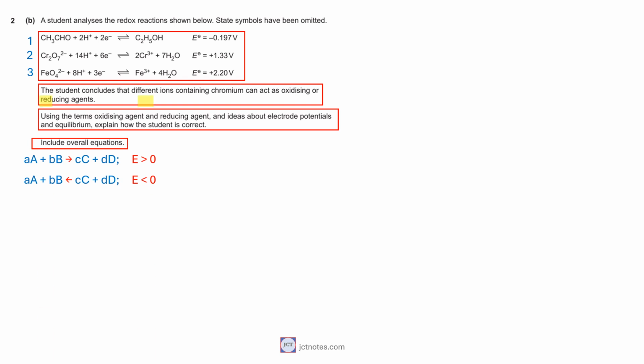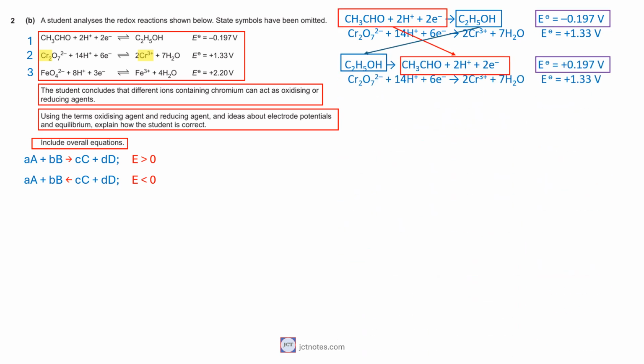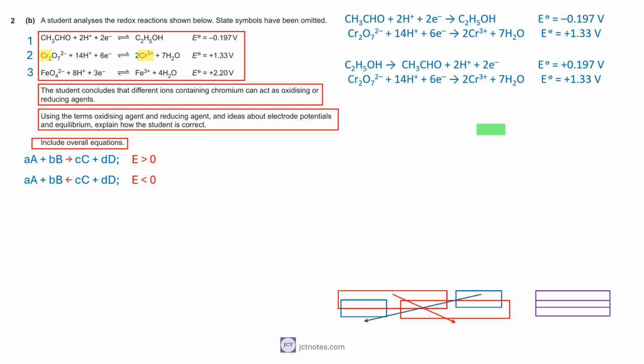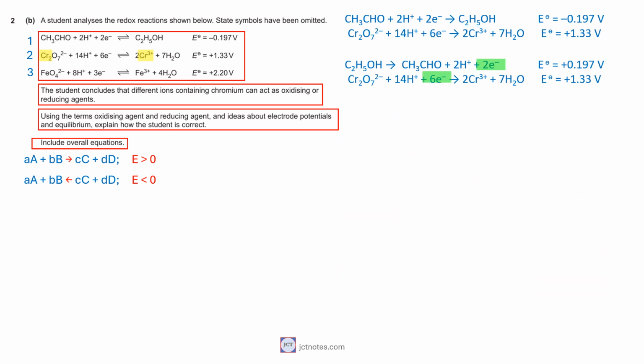Chromium only appears in equation 2. So we need to combine equation 2 with the other 2 equations in such a way that the total potential of the reaction is as positive as possible. We start with equation 1 and equation 2. We can see that if we change the direction of equation 1, we change the potential from negative to positive. If we compare the number of electrons in both equations, we have 2 electrons in the first equation and 6 electrons in the second equation.